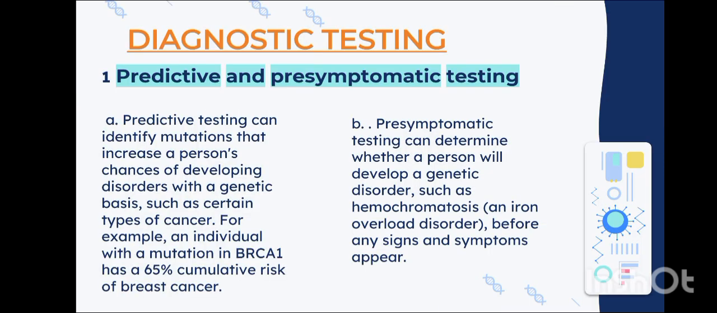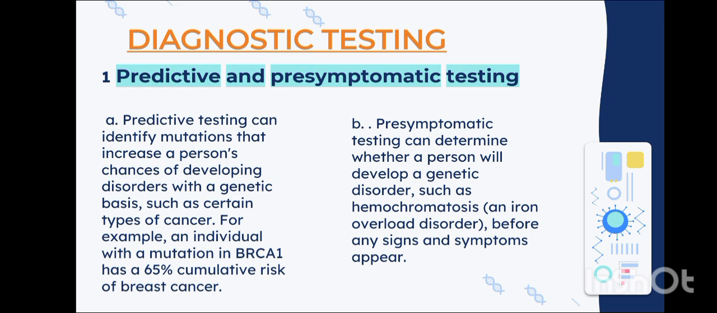Predictive and pre-symptomatic are diagnostic tests. Predictive testing can identify mutations that increase the chances of developing a disorder with a genetic basis, such as certain types of cancer. So we can do this test to predict any type of disorder like cancer. For example, if a mutation occurs in the BRCA1 gene, which is responsible for prevention of cancer in cervix and breast, it can lead to breast cancer or cervical cancer.